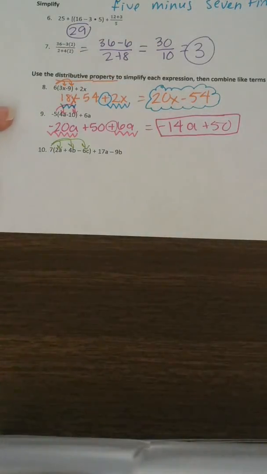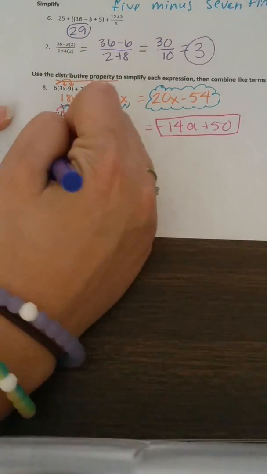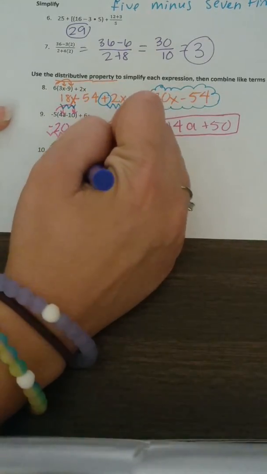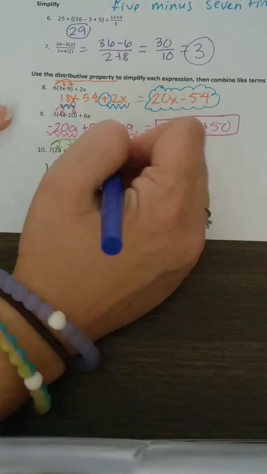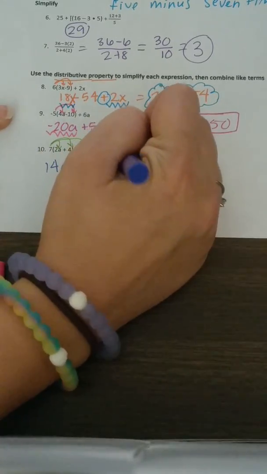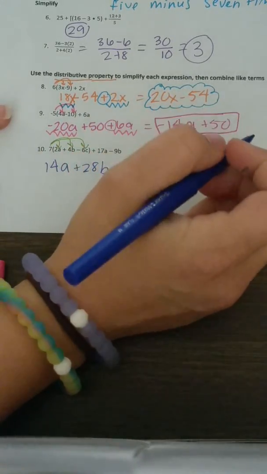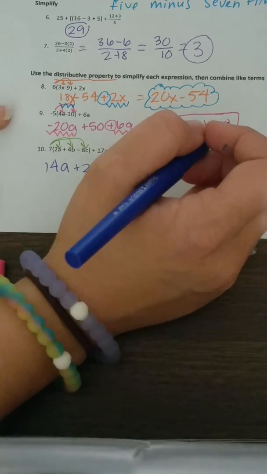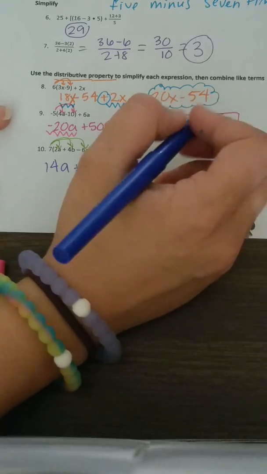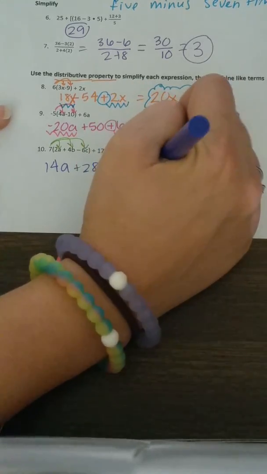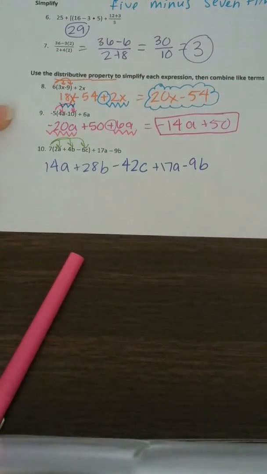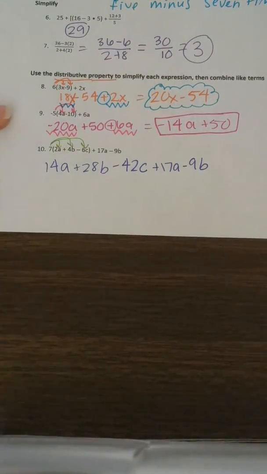All right, now, what is 7 times 2a? 14a. And what's 7 times 4b? 28b. And what's 7 times negative 6c? Negative 42c. And what do I do with the other numbers? You just drop them down. Plus 17a minus 9b. So many variables. We combine like terms. There's only 3. Now let's put circles and boxes and squares and hearts around our like terms.